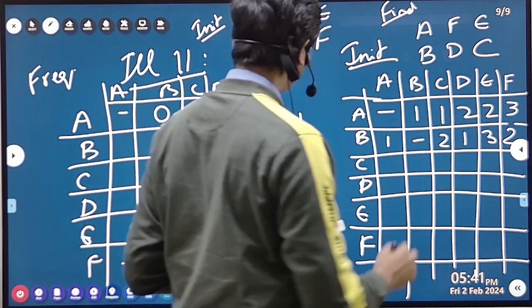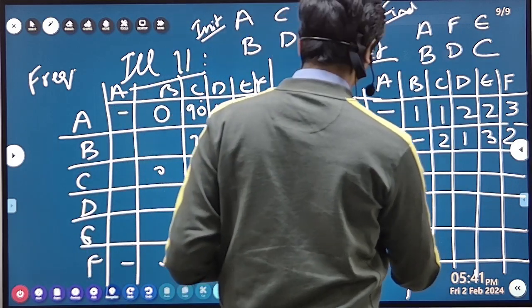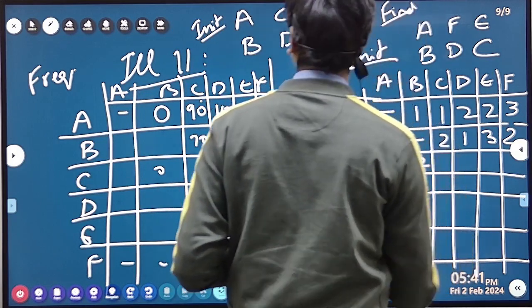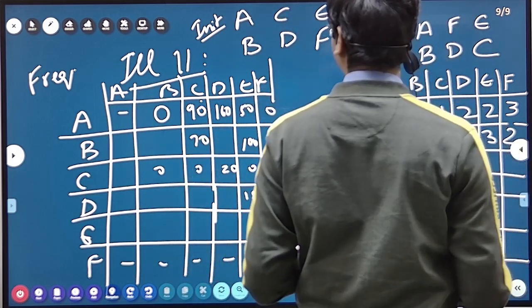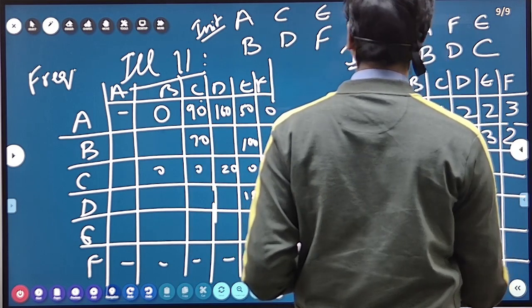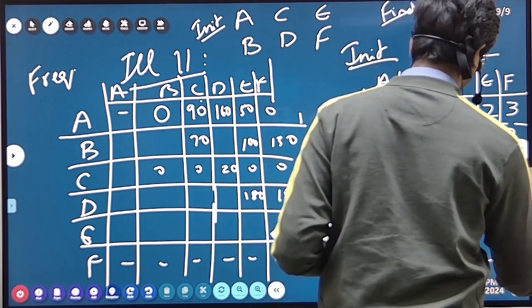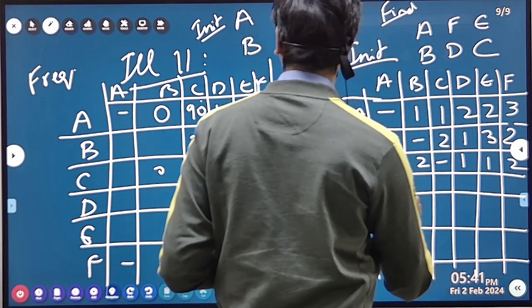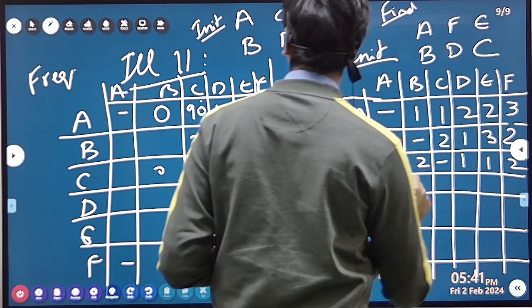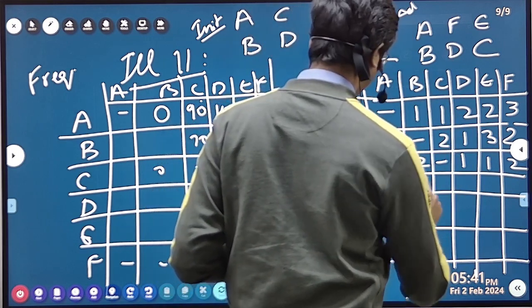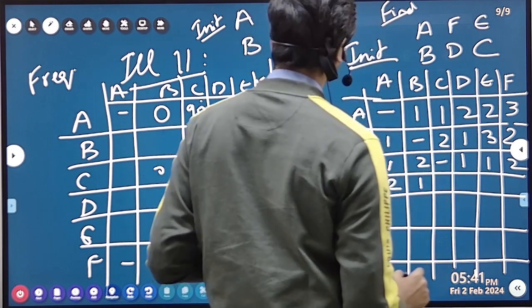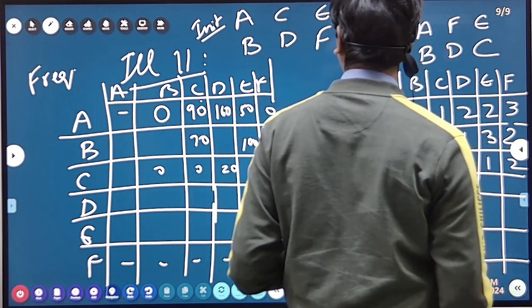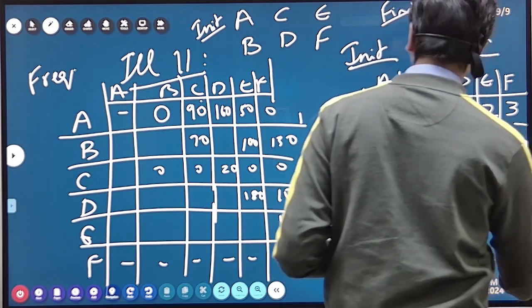Similarly from C to A is 1, C to B is 2, C to C will not be there, C to D is 1, C to E is 1, and C to F is 2. Okay? From D. So D to A is 2, D to B is 1, D to C is 1, D to D will not be there, D to E is 2, and D to F is 1.